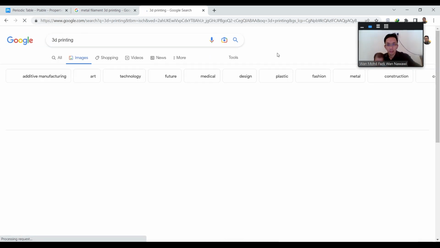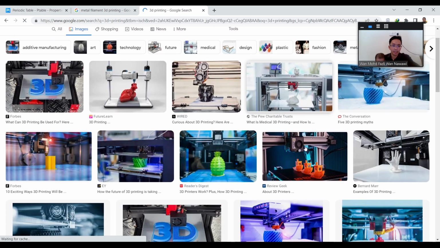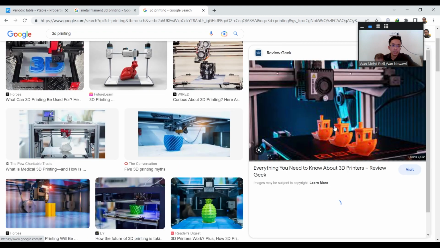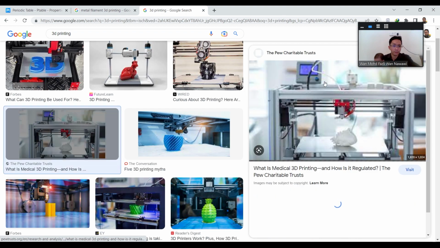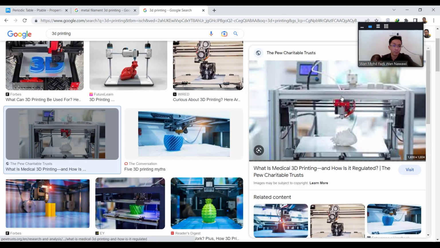If you look at 3D printing like this, this part is what we call the extruder. You have a nozzle here, and this is where the heating starts. The filament will be fed into the feeder, into the extruder here, and this is where the filament will be melted, and then you get something else at the bottom.